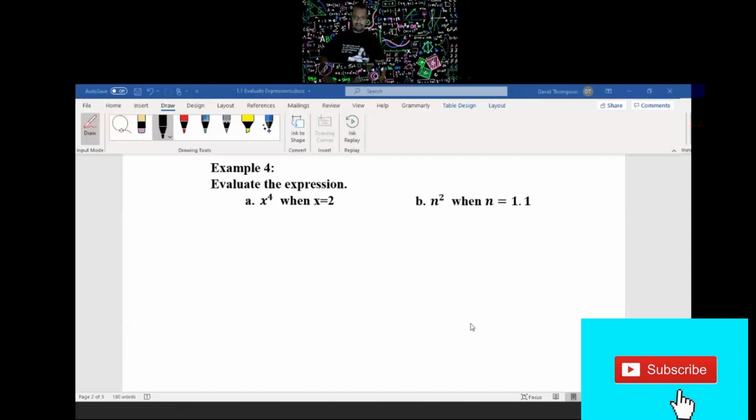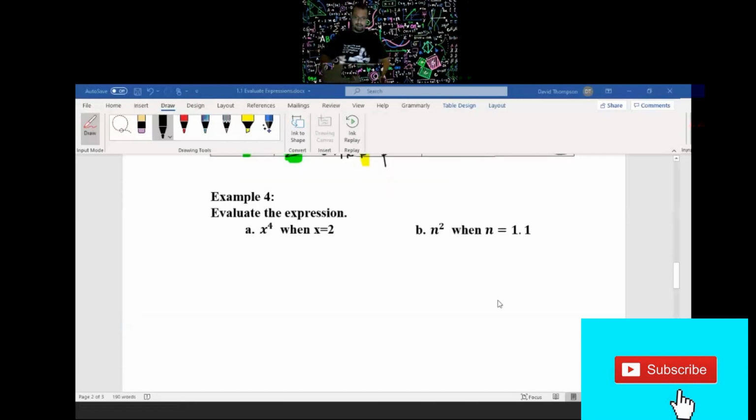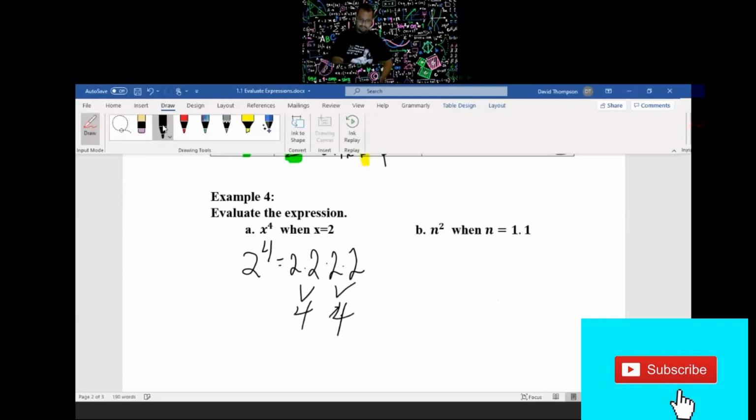Example 4. Evaluate the expression, for x to the 4th when x equals 2. So what we're going to do is plug in 2 for the x. So we're going to say 2 to the 4th power, which is 2 times 2 times 2 times 2. We know 2 times 2 is 4, 2 times 2 is 4, and 4 times 4 is 16, and we are done.